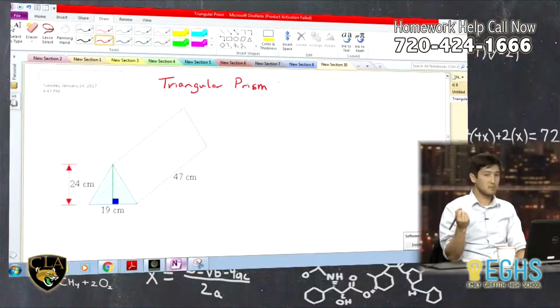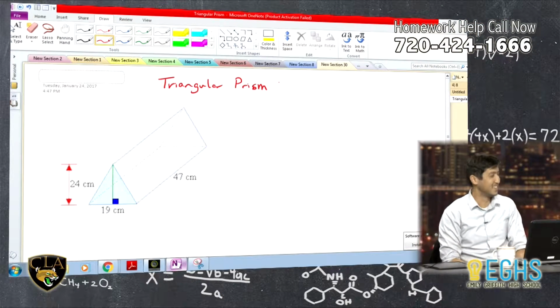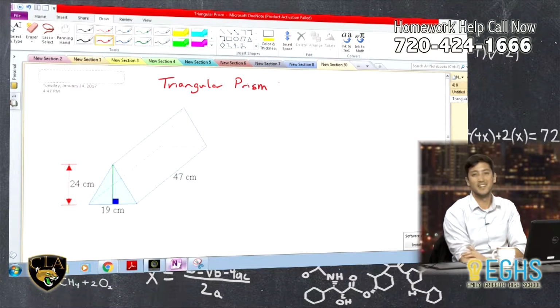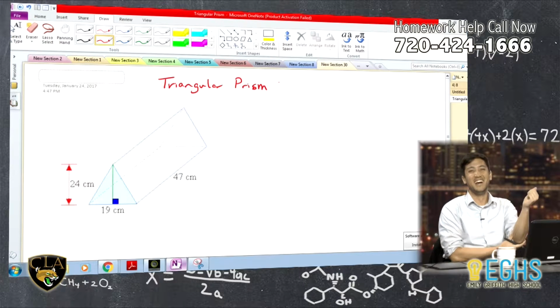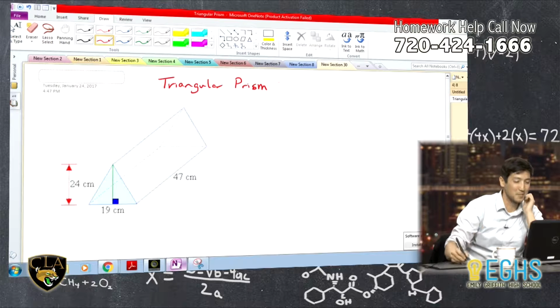Oh, were they on yours? Yeah. Oh, is it? Okay, now it's okay. Okay. That's a triangular prism. Looking at it, I'm like, trapezoid? That's not a triangular prism. I don't know what. Sorry. All right, so this is a triangular prism.